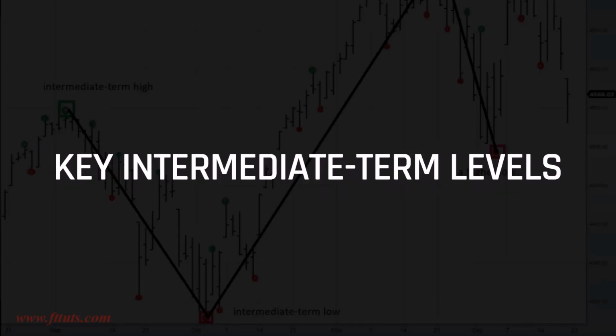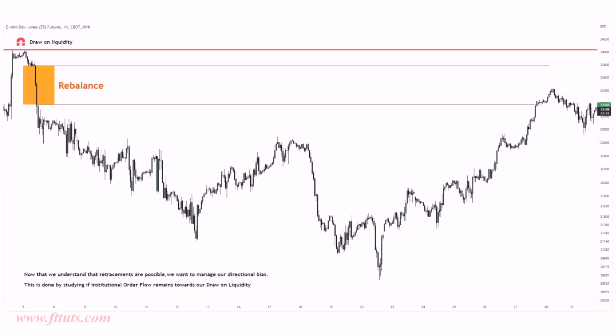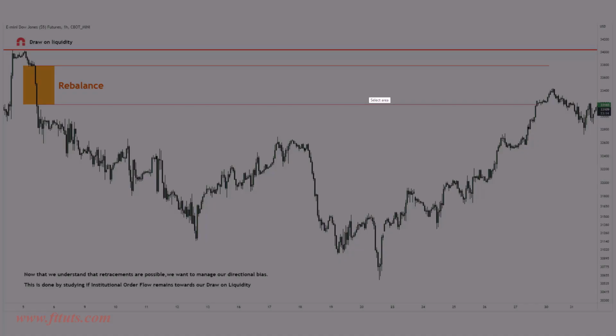Key intermediate term levels. Now we understand that retracements are possible. We want to manage our directional bias. Okay, so directional bias was formed on a long-term perspective using higher time frame levels. We want to manage that on the intermediate term perspective. This is done by studying if institutional order flow remains towards our drawn liquidity.